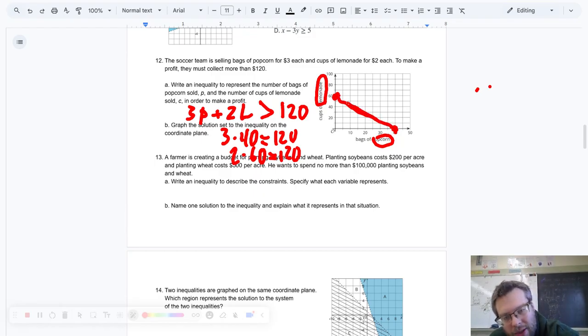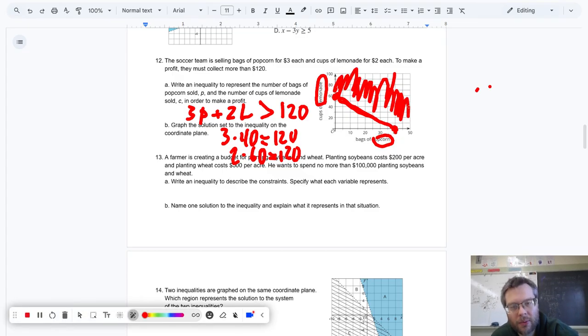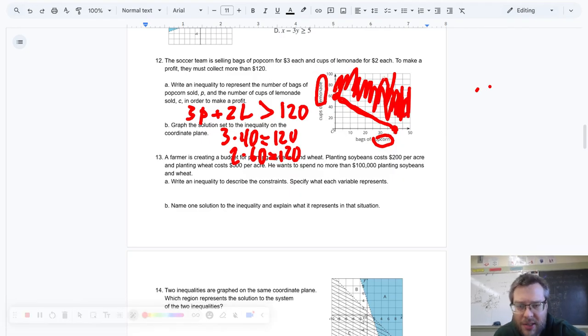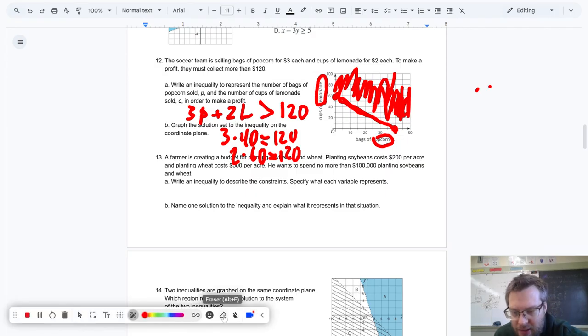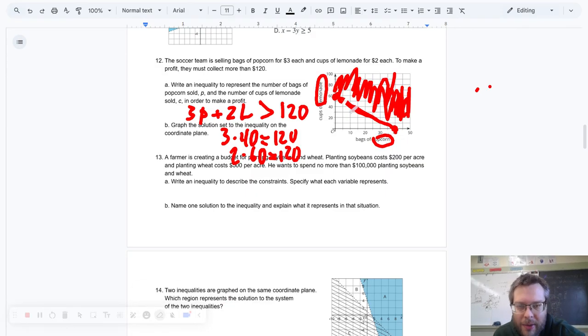all those points in between are other combinations of lemonade and popcorn that sell exactly 120. If I sold more than that line, I'm going to make more than 120. Now the last thing is, for some reason it says you need to make more than 120. So making 120 itself is apparently not good enough. So we go back through and we make a dashed line. Those are all open circles.